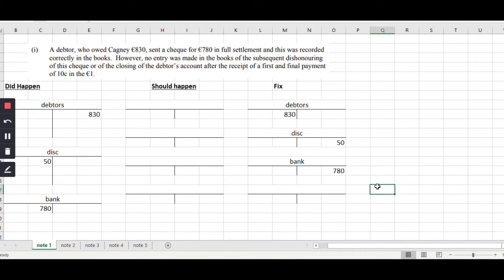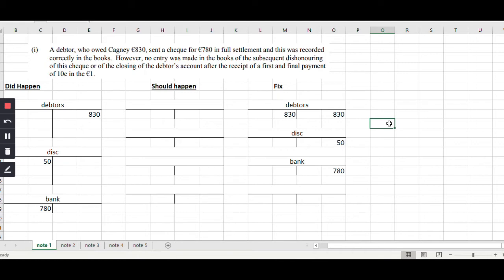Secondly, closing of the debtor's account after the receipt of a first and final payment of 10 cent in the euro. So the debt was 830 euro. Closing of the debtor's account. So that means 830 credited to the debtor's account. The debtors now stands at 0.